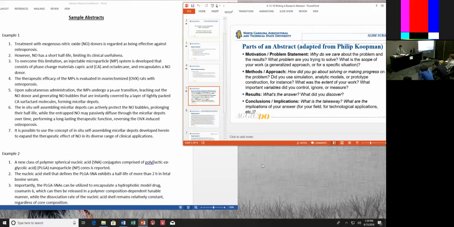Now, let's look at sentence 5, maybe sentence 6 as well, and figure out what's a little different here. So what are they doing here? It says, "Upon subcutaneous administration, the MPs undergo a phase transition, leaching out the NO donor and generating NO bubbles that are instantly covered by a layer of tightly packed CA surfactant molecules, forming micellar depots," if I'm pronouncing that right. What are they doing in that sentence? What's happening in that sentence?